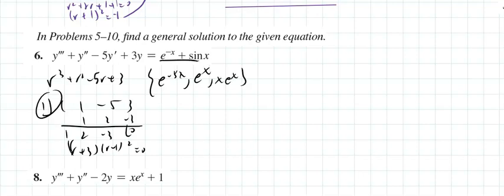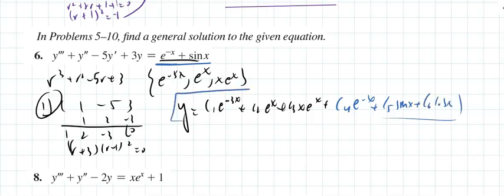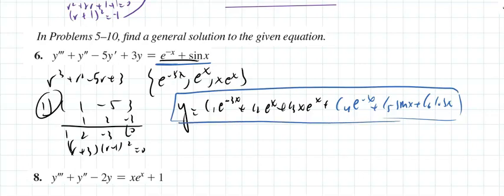We noticed none of those are in there, so the general solution is y equal the homogeneous c sub 1 e to the negative 3x plus c sub 2 e to the x plus c sub 3 x e to the x, plus, and if we look at the homogeneous, that is c sub 4 e to the negative x plus c sub 5 sine of x plus c sub 6 cosine of x. So the homogeneous first and the particular right after.